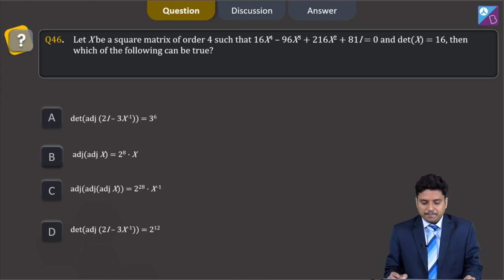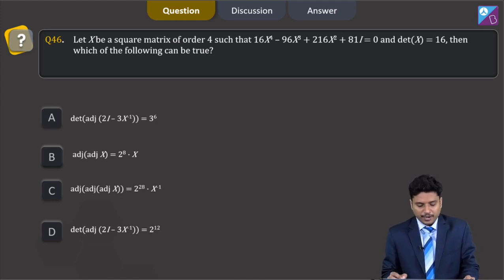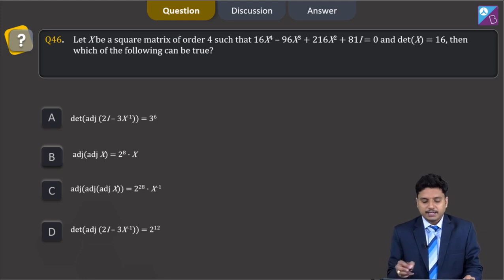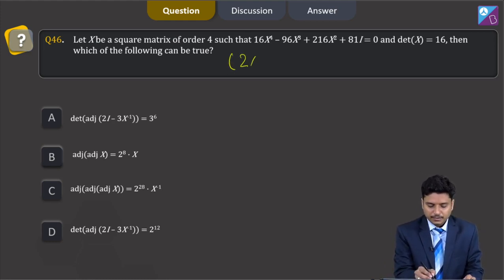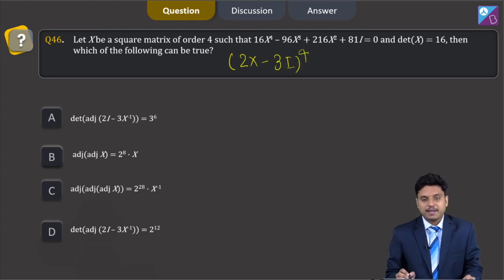So what you can see, this 16x raised to power 4 minus 96x cube plus all these things can be written as (2x minus 3I) whole raised to power 4. Why am I getting this idea? Because of the options present. 2I minus 3x inverse, these two options are already there. So I am getting this idea of expressing this in terms of 2x minus 3I. Now as (2x) raised to power 4 is already present here, (3I) raised to power 4 is already present here, and minus plus signs are there. So I am putting (2x minus 3I) raised to power 4. If you expand it, what will you be getting?